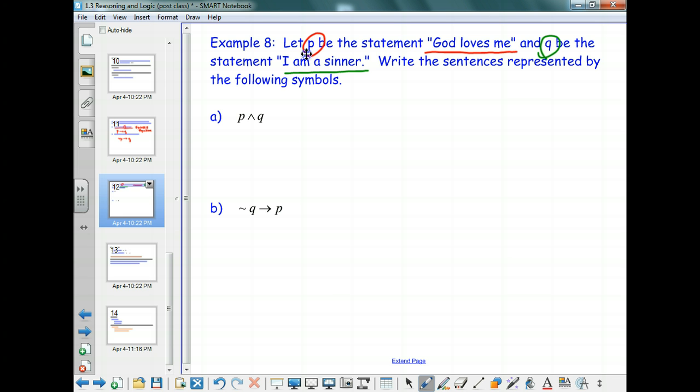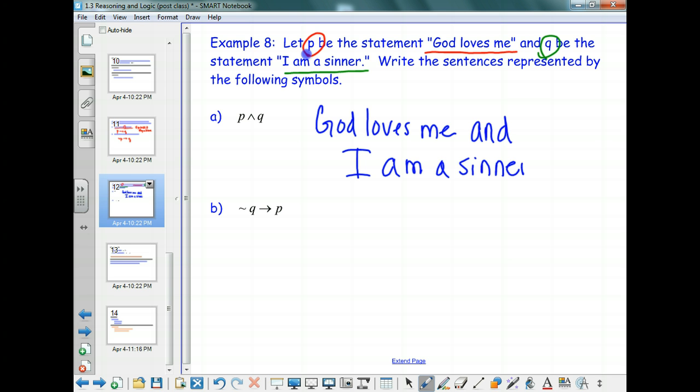So what am I going to write? All right, so God loves me. And then, let's say it louder, and. Why am I going to use the word and? Right. The conjunction symbol comes next, and that is the word and. So God loves me, and I am a sinner. Okay, so it turns the symbol into language, the words.